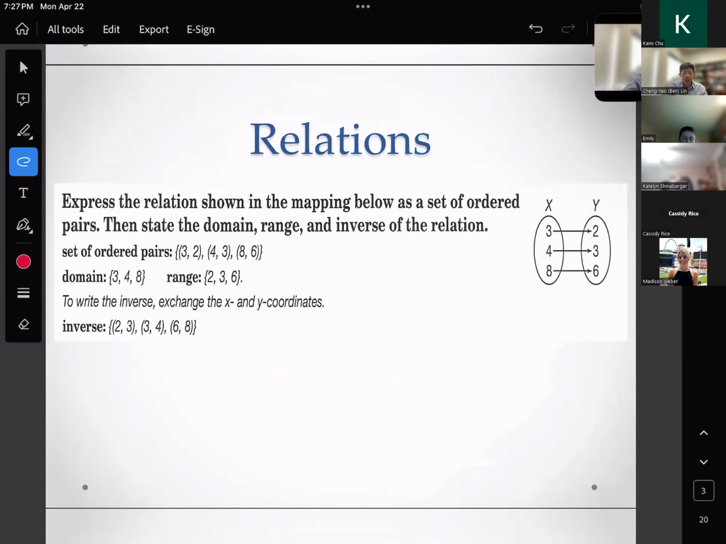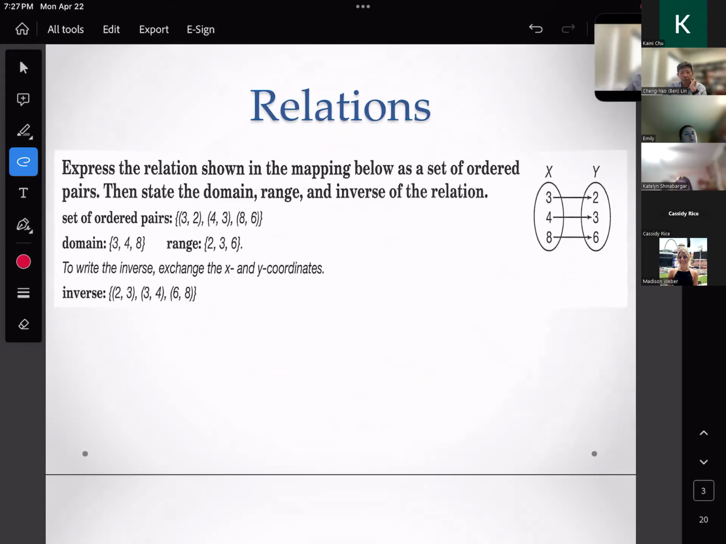Now, again, here's a relation. Express the relation showing the mapping below as sets, then state the domain, range, and inverse relation. Here, the set of pairs is (3, 2), (4, 3), (8, 6). Now, what's the domain?